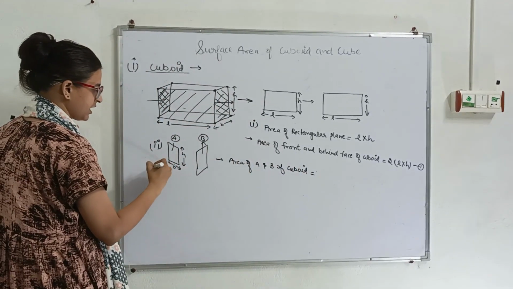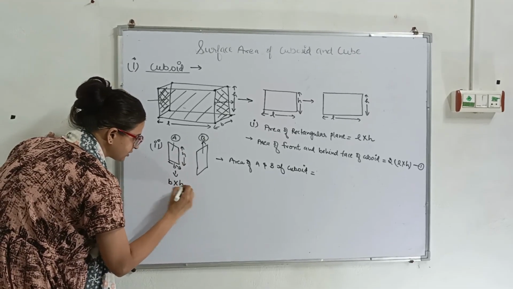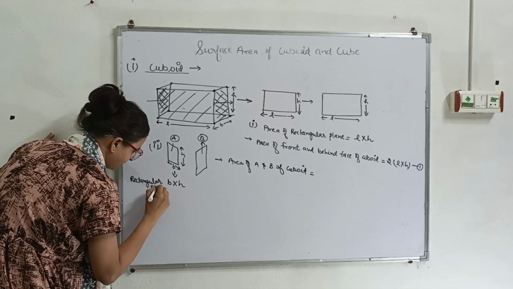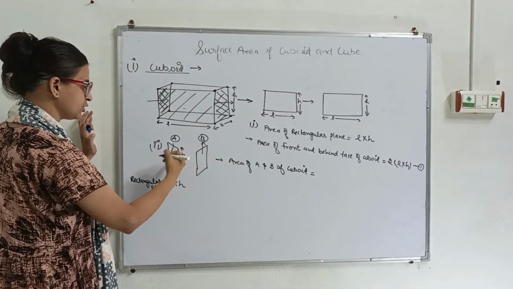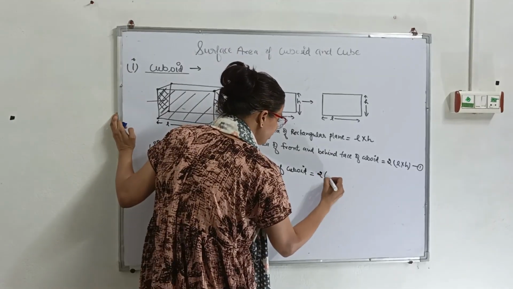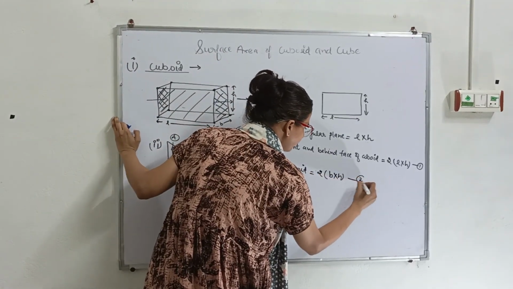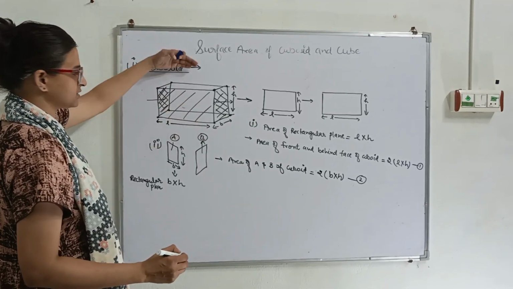So this area is what? L into B. This is also rectangular now. So we can take B into H. Rectangular plane. So this is how much of the plane? This is the two planes. So similarly like this, 2 into B into H. This is the equation of 2. Now, 2 remaining. This is the back and this is the upside.